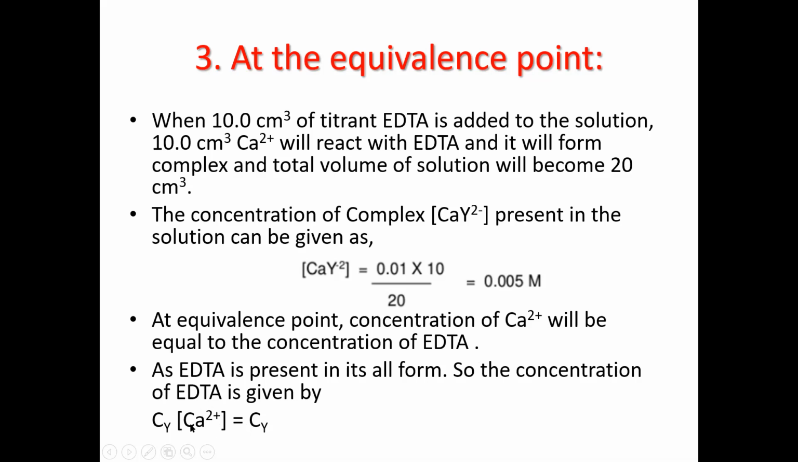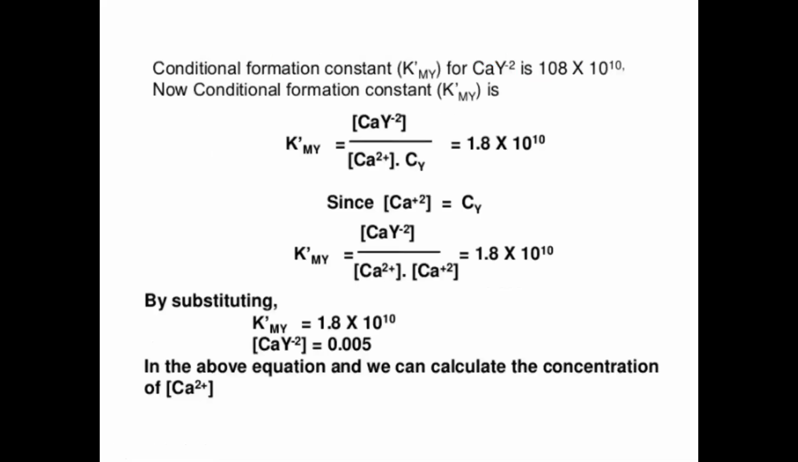You see, your calcium ion concentration is equivalent to the concentration of the EDTA since they are at the equivalence point. So at that particular point, your dissociation constant is your calcium EDTA complex divided by the calcium ion concentration and your EDTA concentration. But since we said that at the equivalence point your calcium ion concentration is equivalent to the EDTA concentration, this can be equal to your calcium ion concentration squared. And your KMY was given as 1.08 times 10 to the minus 10.